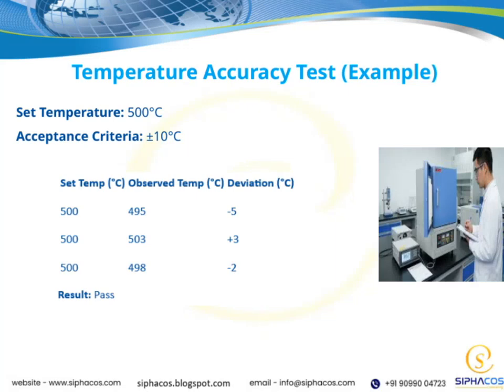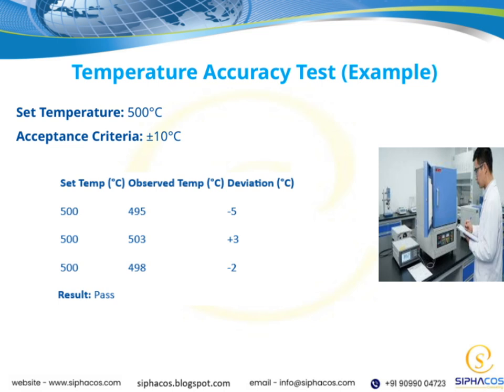Let's take a closer look at the temperature accuracy test example. Here, we've set the temperature to 500 degrees Celsius. The key point to remember is that our acceptance criteria allow for a tolerance of plus or minus 10 degrees Celsius. This means that when we perform the test, the measured temperature should fall within the range of 490 to 510 degrees Celsius to be considered accurate.